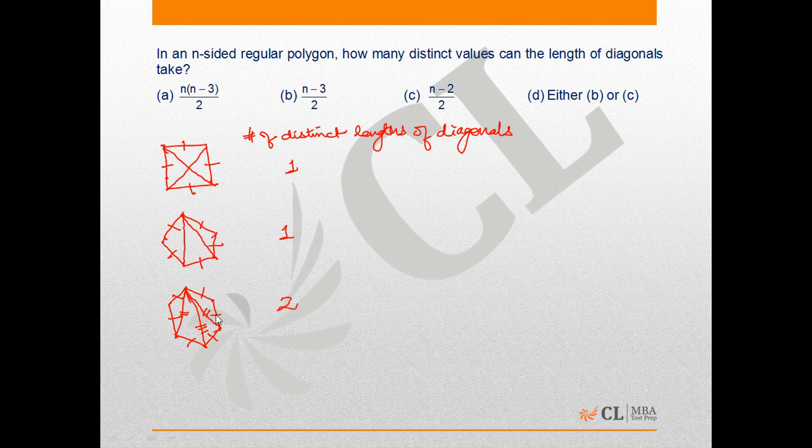And instead of drawing a 7-sided regular polygon, let's talk about a triangle. A regular triangle, which is an equilateral triangle, has 0 distinct lengths of diagonals.